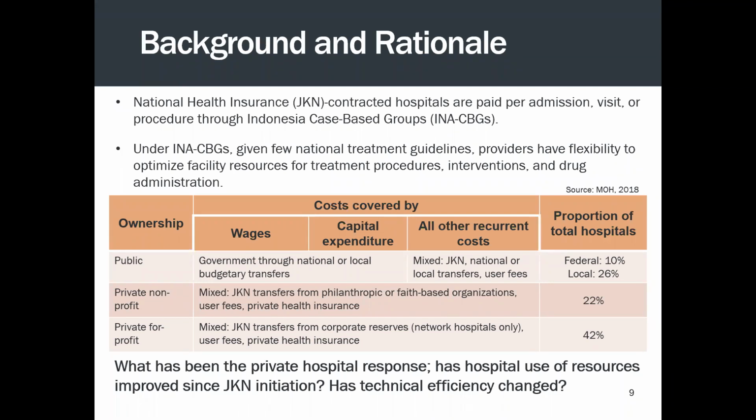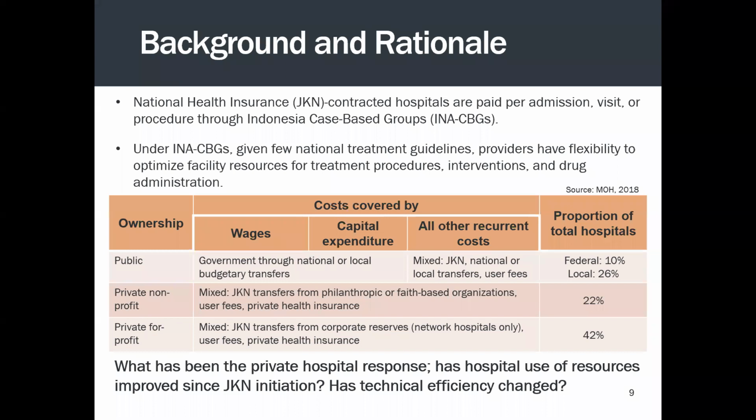Initiated in 2014, JKN had planned to reach universal insurance coverage by 2019, but there's also concern that JKN payment mechanisms incentivize overtreatment and therefore inefficiencies for the scheme. The scheme administrator, BPJSK, pays contracted hospitals for outpatient and inpatient care with Indonesia case-based groups, or INA CBGs, a diagnosis-related reimbursement, where payment rates are determined by type of diagnosis, severity of the condition, geography, and hospital classification type.